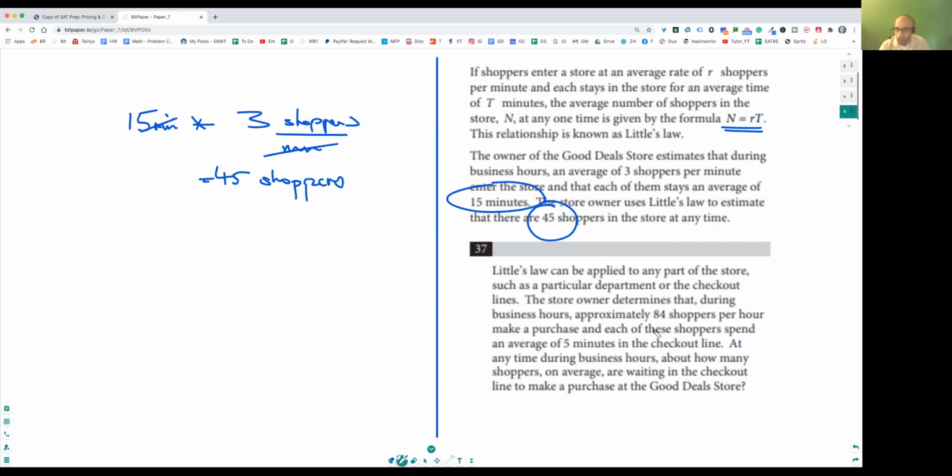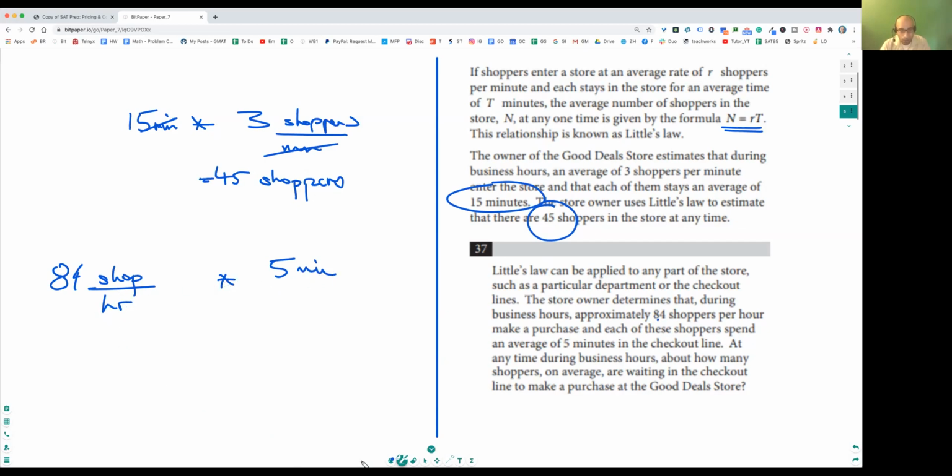So what do you do here? You've got 84 shoppers per hour, right? And then they stay in for 5 minutes. So 5 minutes. Remember how I canceled out before? I canceled this out. So remember, you cannot cancel out hours with minutes, right?